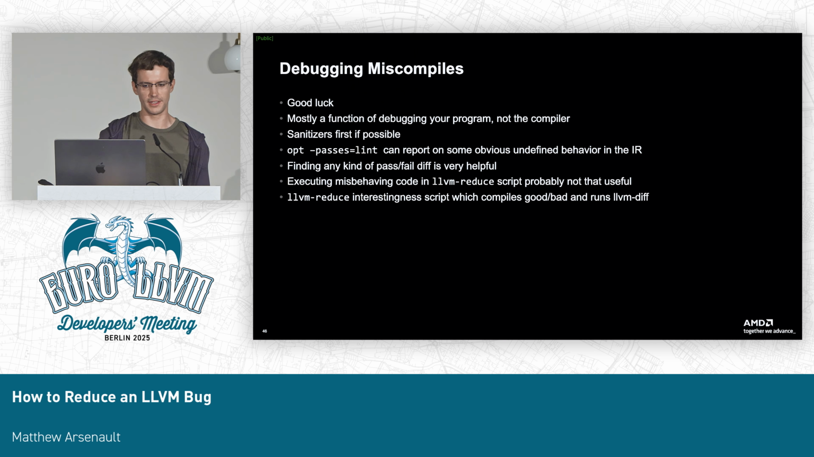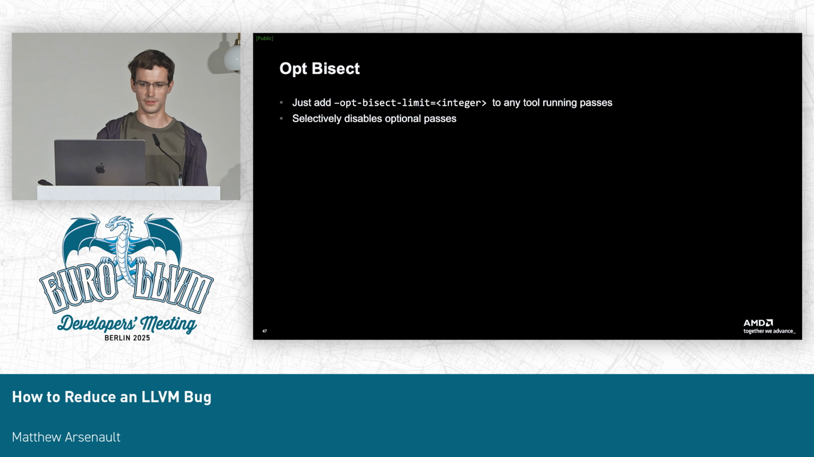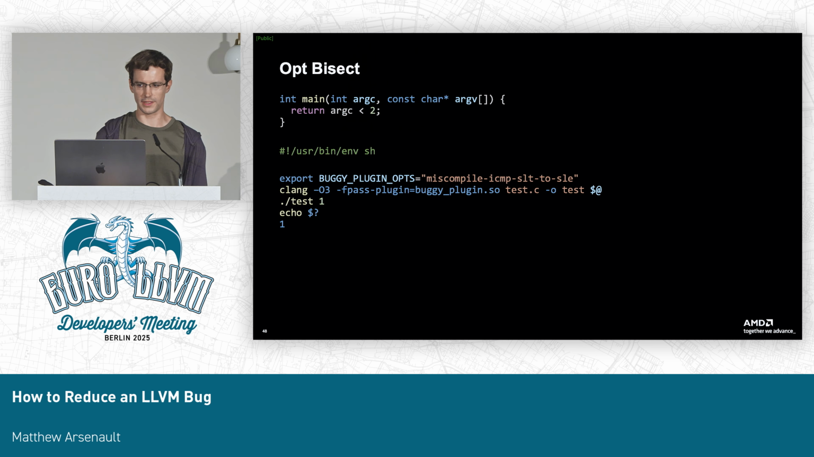More potentially interesting is, once you've identified some interestingness diff, you can use llvm-diff in your interestingness script to get a minimal example of whatever you noticed in the diff. Also useful here is the opt-bisect flag. It's just sort of pass manager magic to filter out passes that aren't strictly required. You can just add the opt-bisect-limit flag to any tool that runs passes. If you run it with the -1 argument, you will print out this.